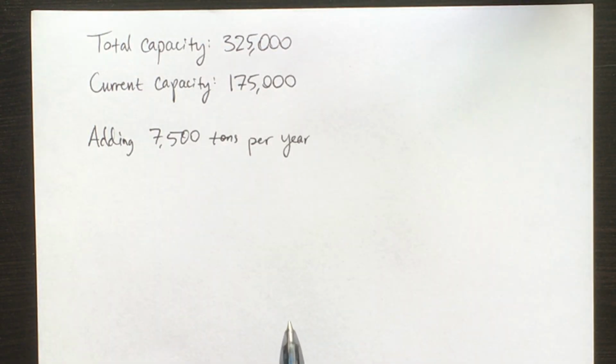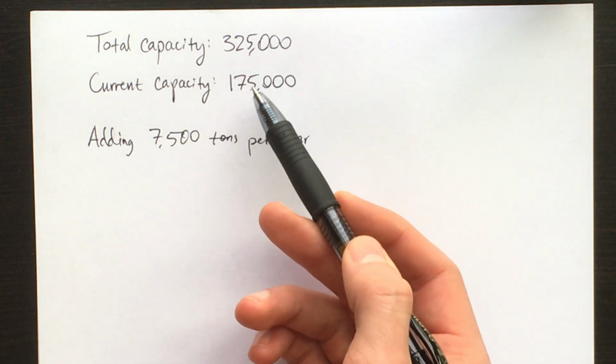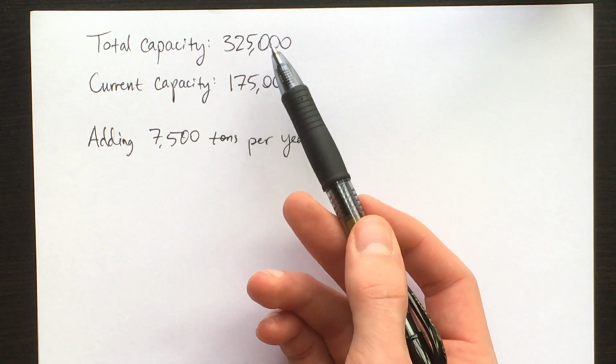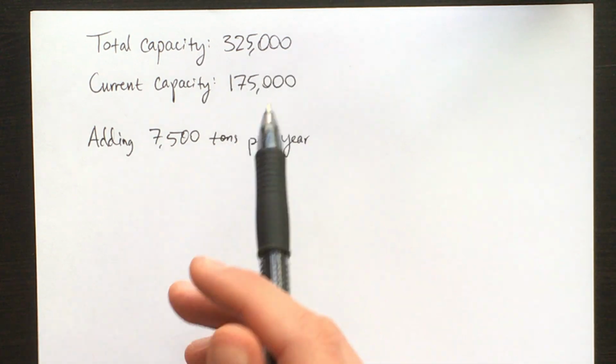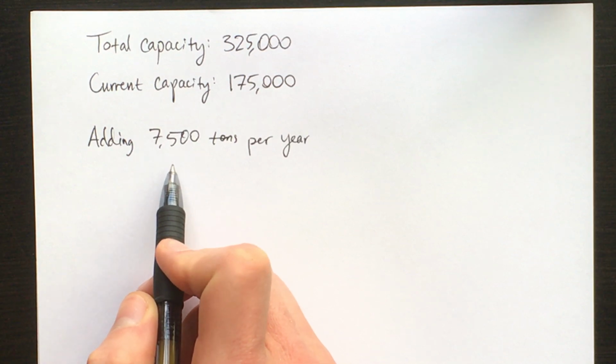On January 1st, 2000, there were 175,000 tons of trash in a landfill that had a capacity of 325,000 tons. Each year since then, the amount of trash has increased by 7,500. And what are we trying to figure out?